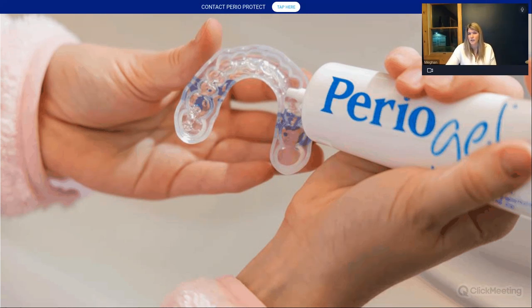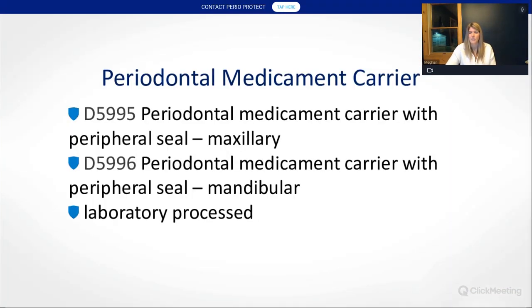And again, they're just wearing it for 10 to 15 minutes and then brushing the trays out with water and a toothbrush. We also have 2 CDT billable codes for the trays. We have a maxillary code and a mandibular code. Again, these are laboratory process trays. They do have to go to a certified ParaProtect lab because of the FDA clearance.